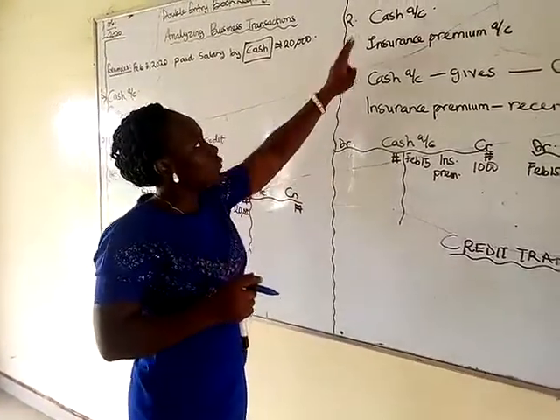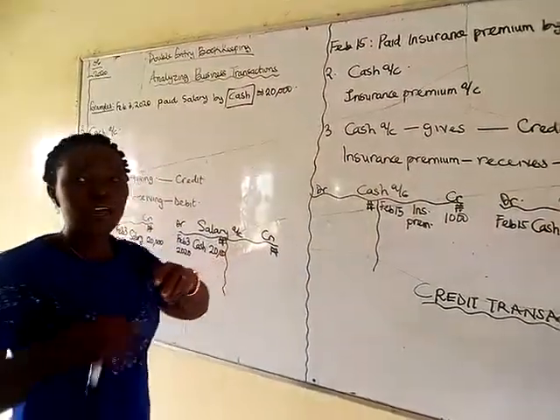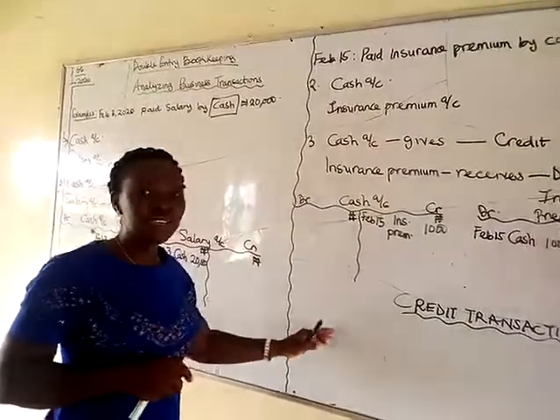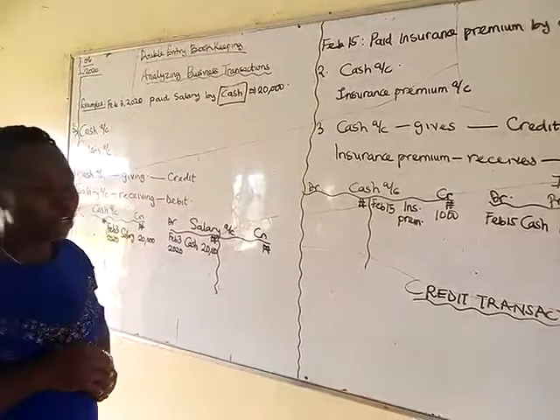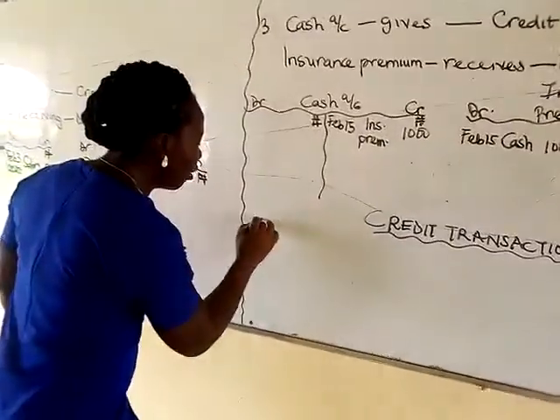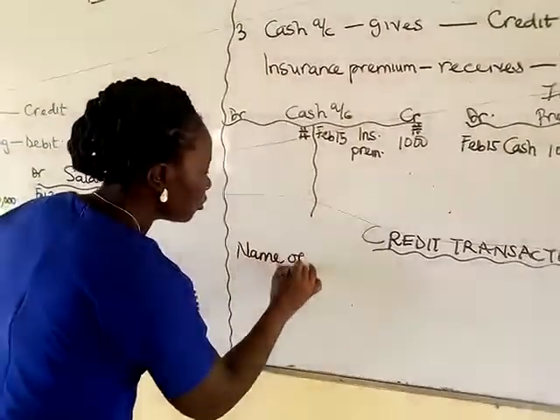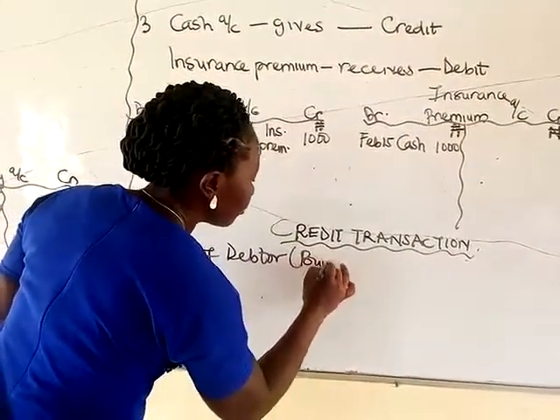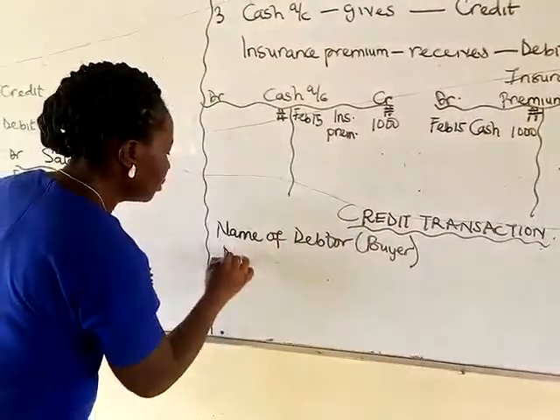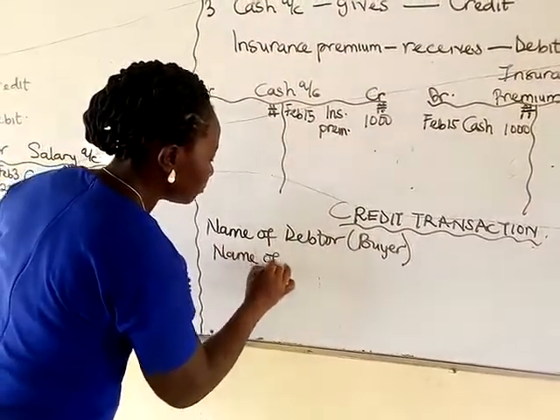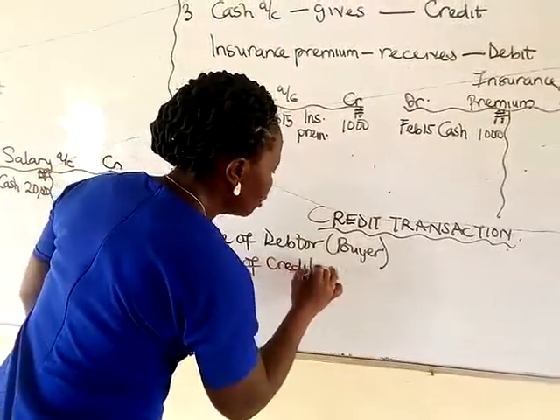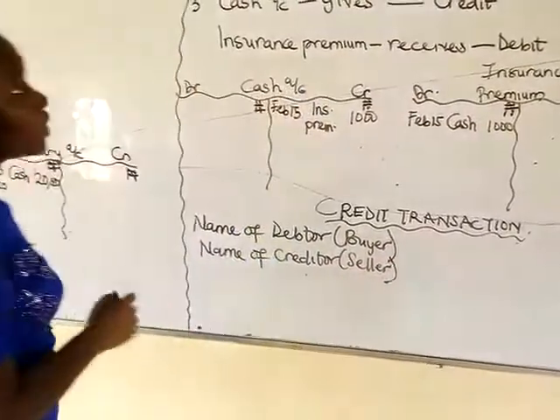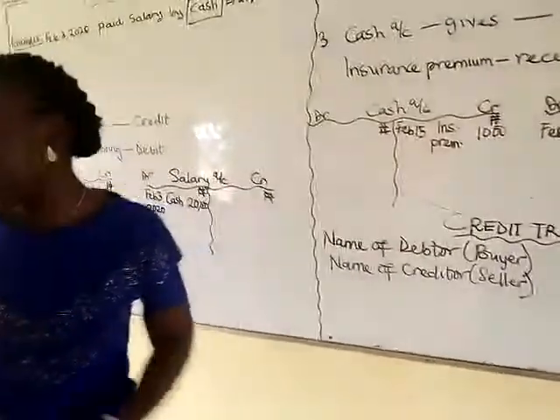But in the case of your cash transaction, because you have an exchange of money, you have a cash account. But in your credit transaction, there is no exchange of money. So what you will have there will be the name of the debtor, who happens to be the buyer, or the name of the creditor. Your creditor is the seller. So let us analyze one transaction and then bring the class to an end.